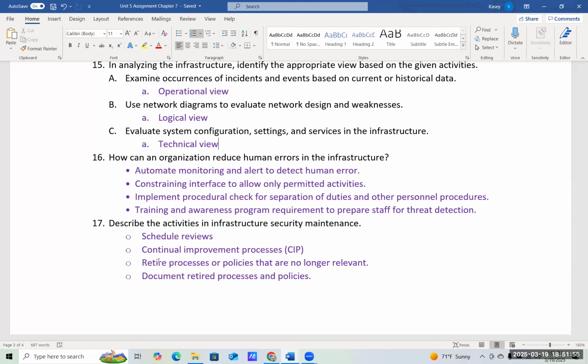Just like how you have processes to get rid of your system. And then we want to document the retired processes and policy. Why? Because sometimes we have to go back here to find out about issues or discrepancies and so on.